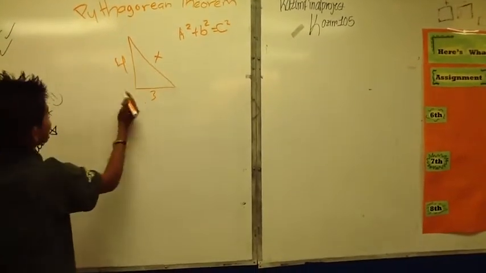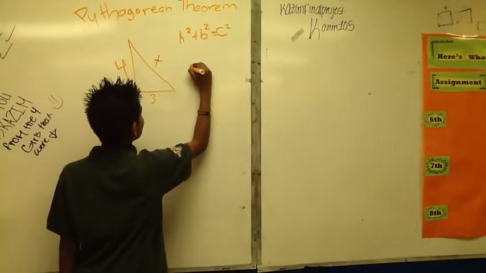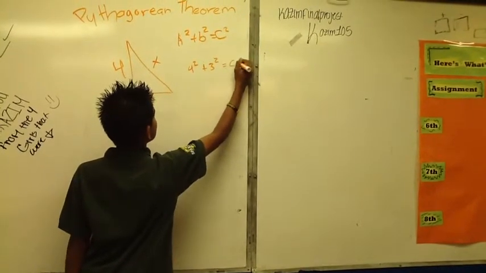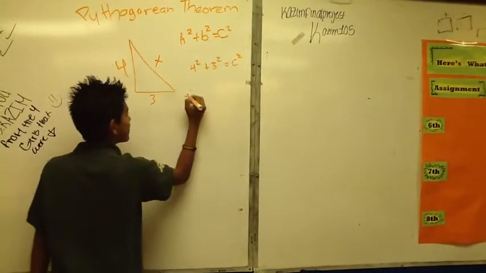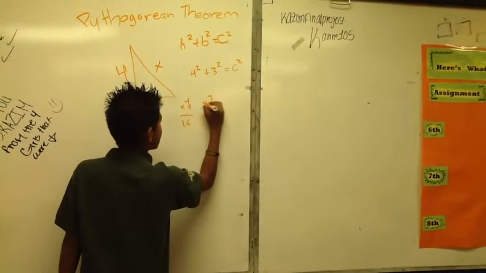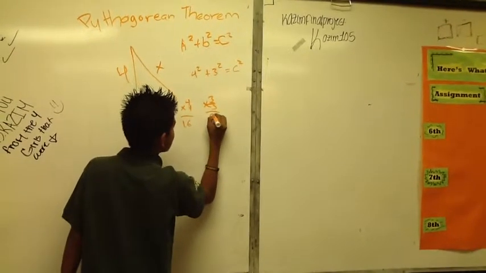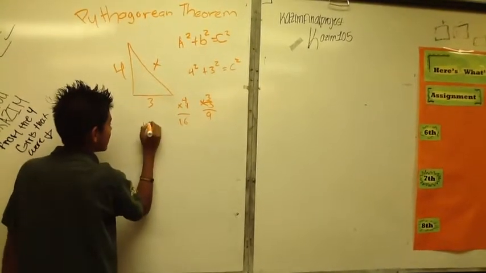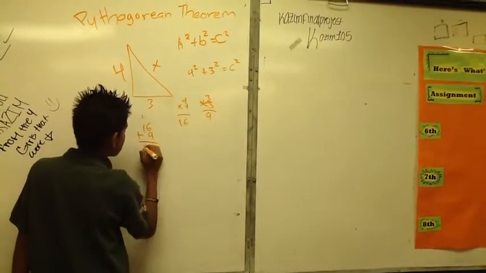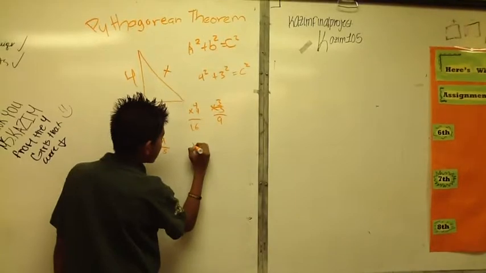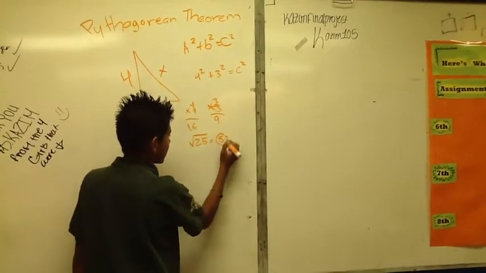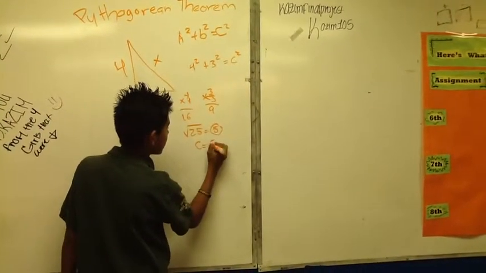This is an example. First you square 4, plus 3 squared equals c squared. 4 times 4 equals 16, and 3 times 3 equals 9. Then you have to add 16 plus 9 equals 25. Then you find the square root of 25, and that equals 5. So c equals 5.